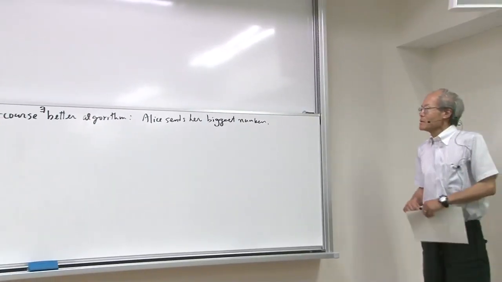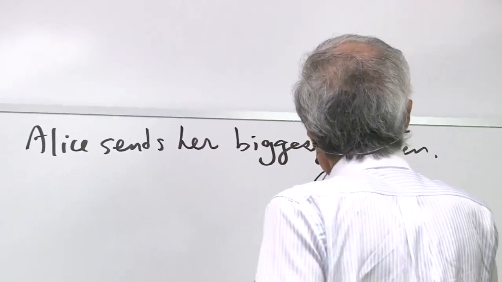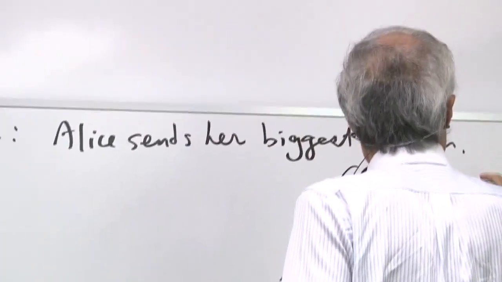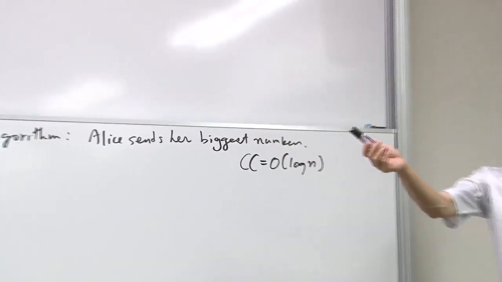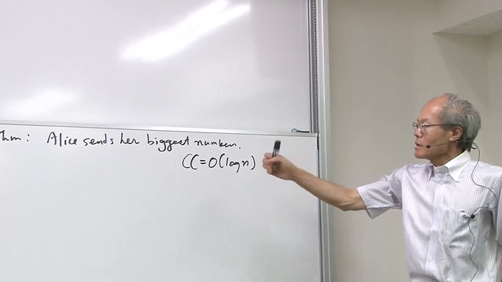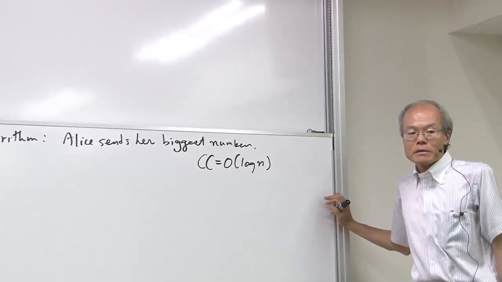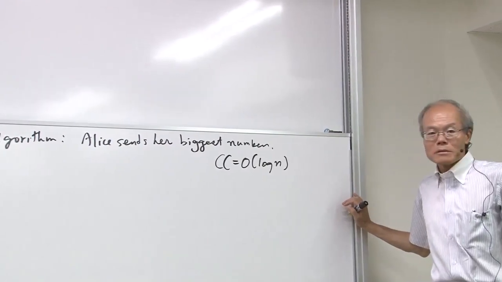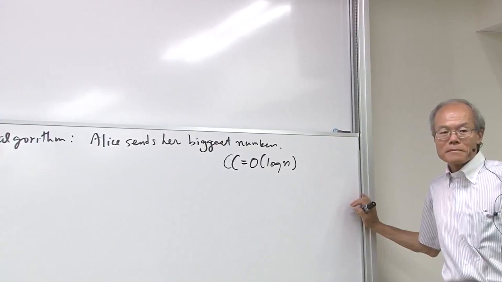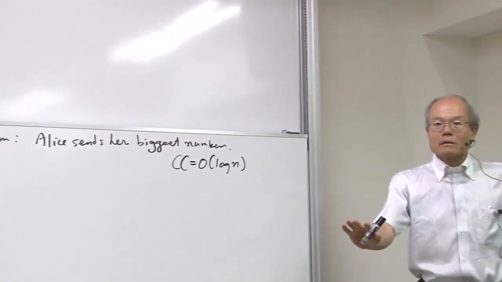Okay? So in this case, communication complexity is log n, because Alice just sends the biggest number. We need log n bits for one number. Okay, so far so good. So everything's clear? Okay? Good.